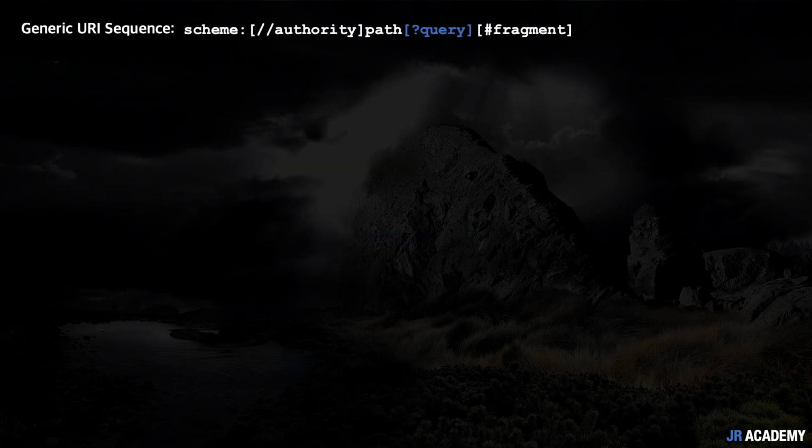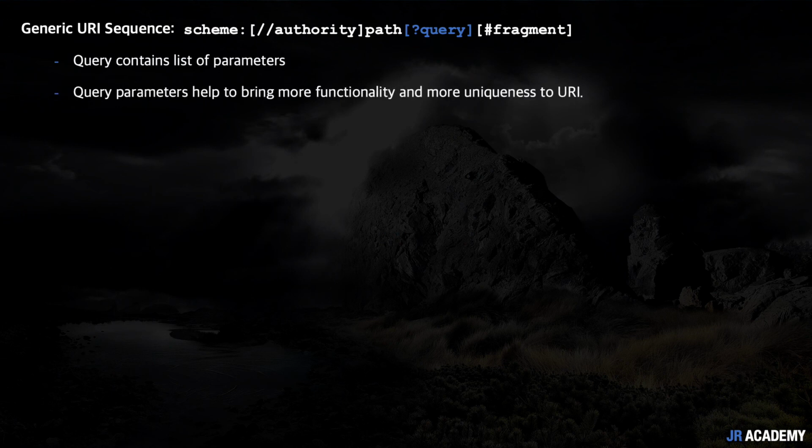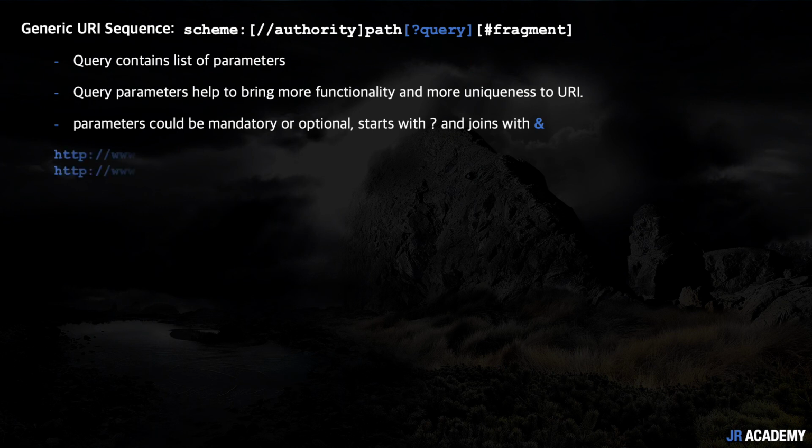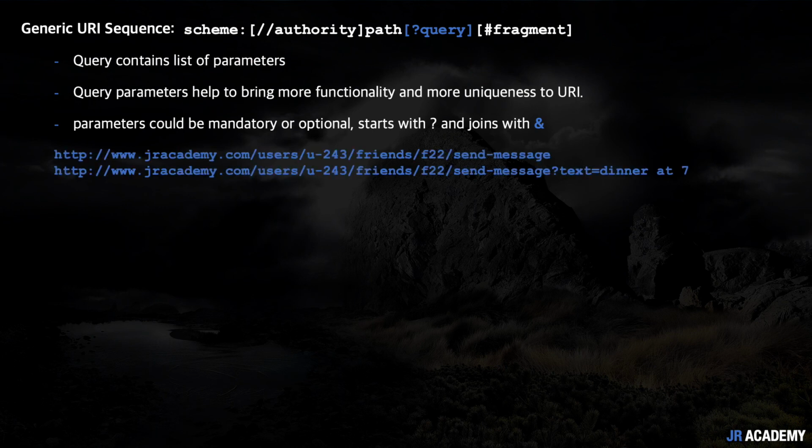In our URI generic pattern, next we have query. This component in the URI contains a list of parameters that will be considered as variables and that help to bring more functionality and more uniqueness to the URI. These parameters could be mandatory or optional. So consider the below examples. These two APIs are not the same, but they are closely related. And here the text parameter in the second API provides additional information to perform an operation. Query parameters don't affect the caching mechanism of the server, so it is very helpful to make an API versatile.